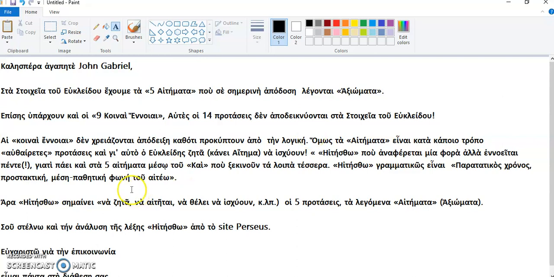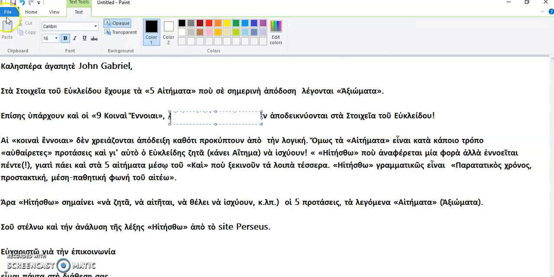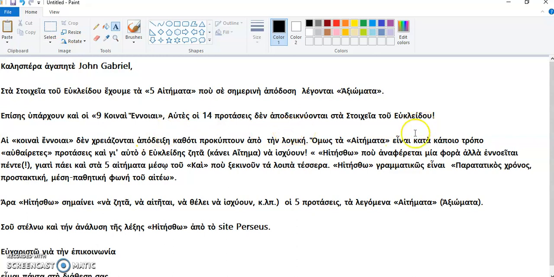Now, also there exist the nine common notions. Notion, okay, that means also there exist the nine common notions. These 14 claims are not shown in the book of Euclid. This is interesting. I don't know where they're shown, but he obviously has knowledge that I don't have.